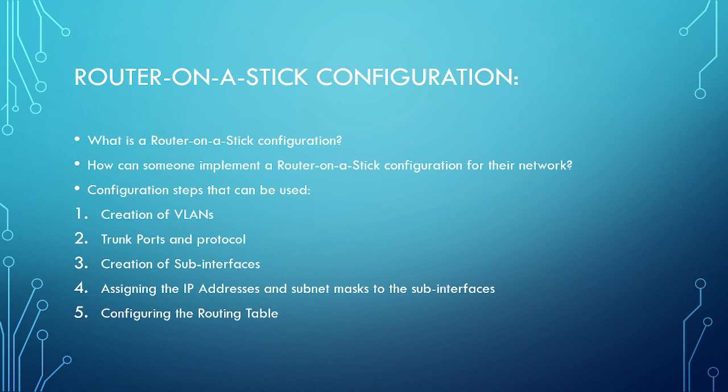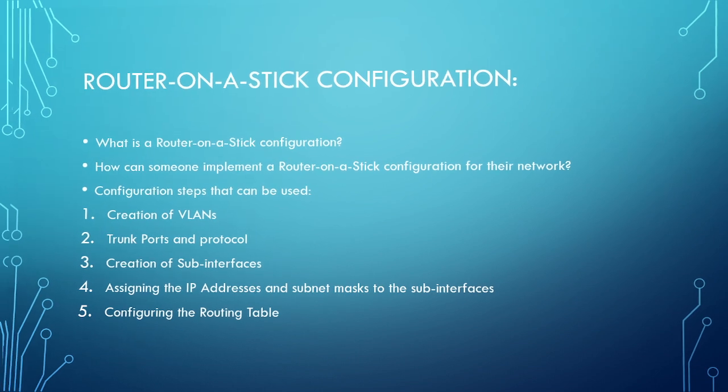Finally, as our last step, our fifth step here, we can configure the routing table, where we can add data entries towards the routing table to direct the network traffic between those different VLANs.